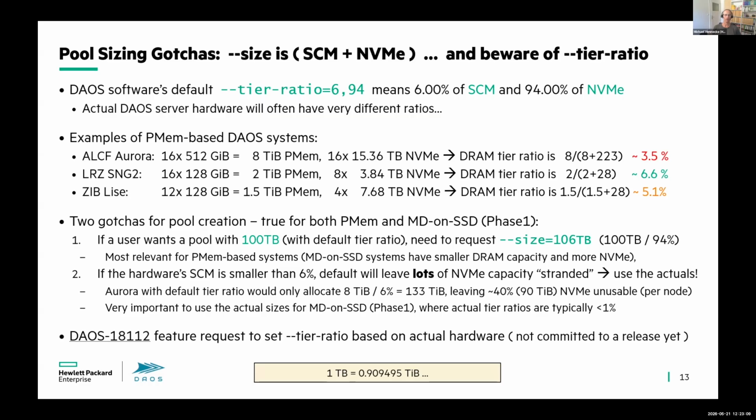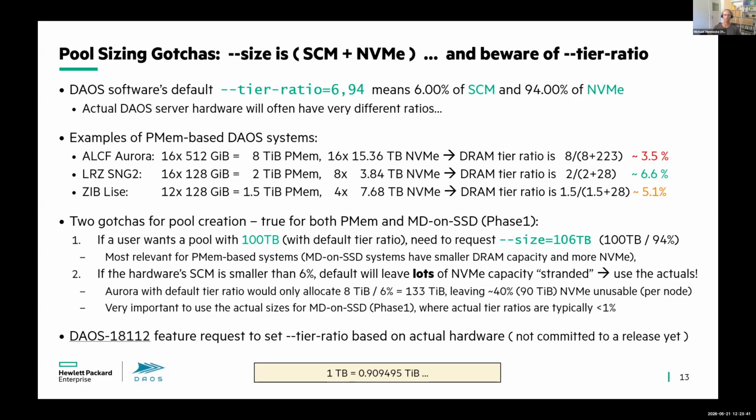Aurora has very large NVMe drives and actually has a DRAM tier of 3.5%. LRZ has very small SSDs and also a smaller number of SSDs. They are slightly above the 6%. And the Lise machine in Berlin is an older generation system, so it has fewer memory slots, and that machine has a tier ratio of roughly 5%. So hardware dictates what you actually get.